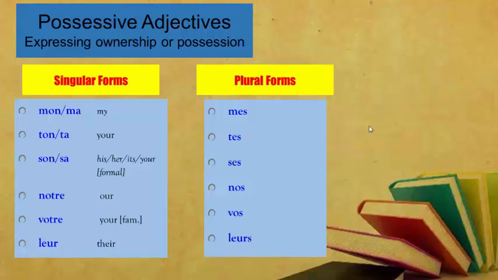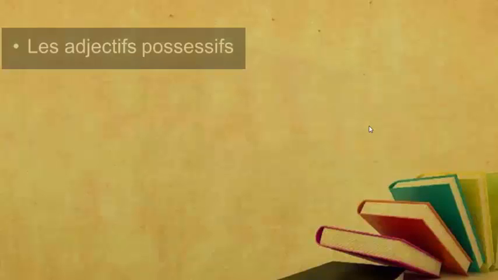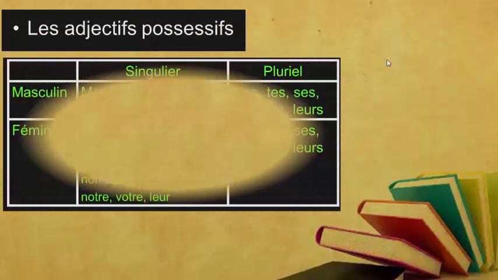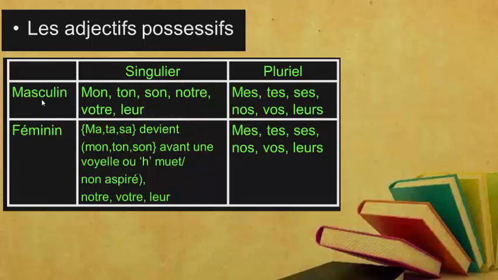Okay, les adjectifs possessifs. Again, let's clarify this point. Pour le masculin, on utilise mon, ton, son, notre, votre, leur. Pour le pluriel, on a mes, tes, ses, nos, vos, leurs avec s. Pour le féminin, ma, ta, sa. Watch this. We will change them into mon, ton, son, avant une voyelle ou H muet non aspiré. Okay, we will explain this now.